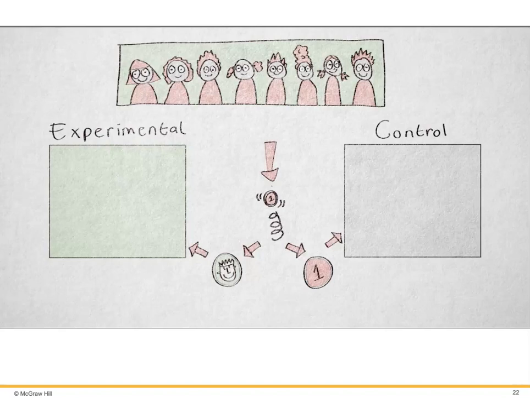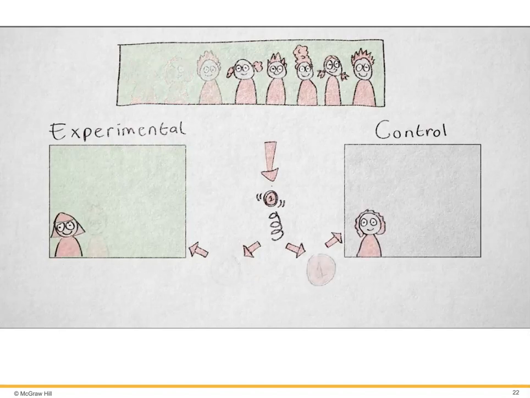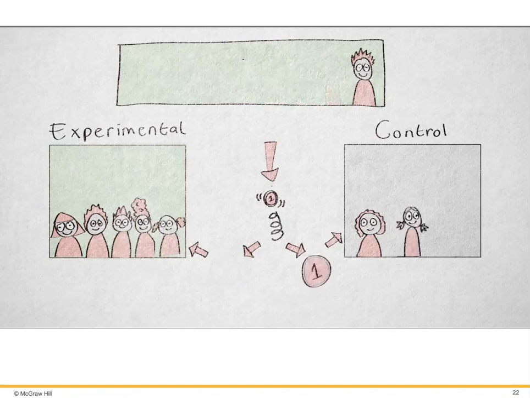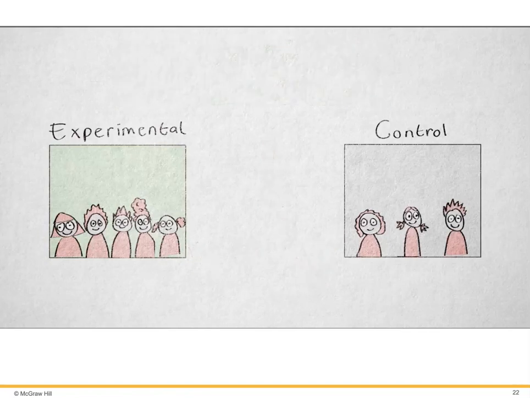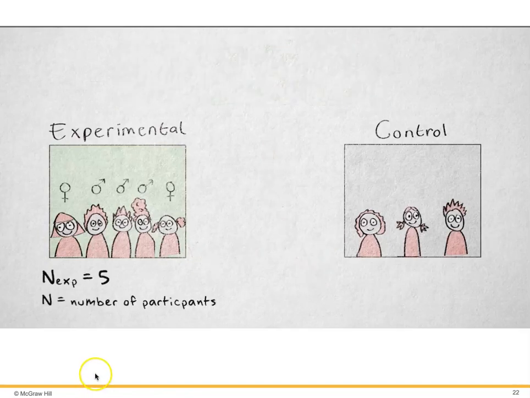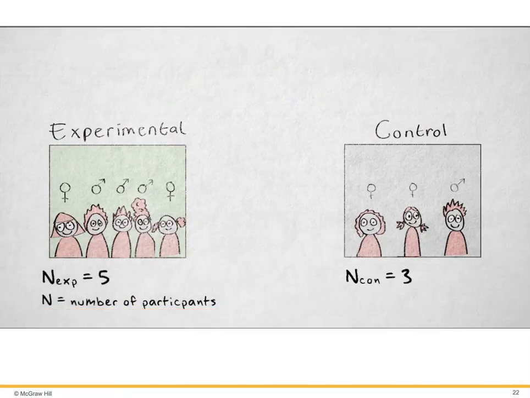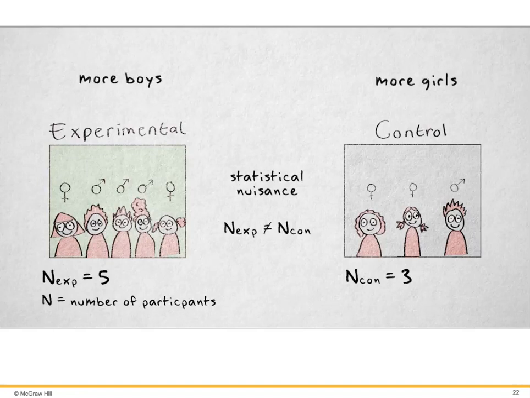It's not hard to imagine that the coin toss will come out something like this. First girl, heads. Second girl, tails. First boy, heads. Second boy, heads. Third boy, heads. Third girl, heads. Fourth girl, tails. Fourth boy, tails. The experimental group now consists of 3 boys and 2 girls, 5 children in all. The control group consists of 1 boy and 2 girls, 3 children in all. The problem is that the groups are not of equal size, which is a nuisance, statistically speaking. We also have a systematic difference in terms of sex.